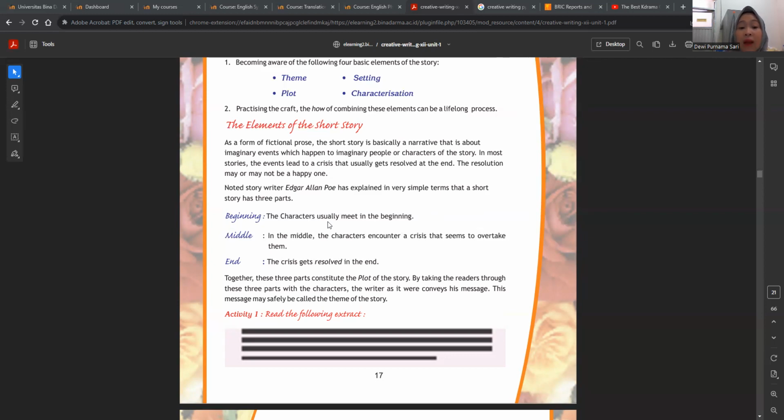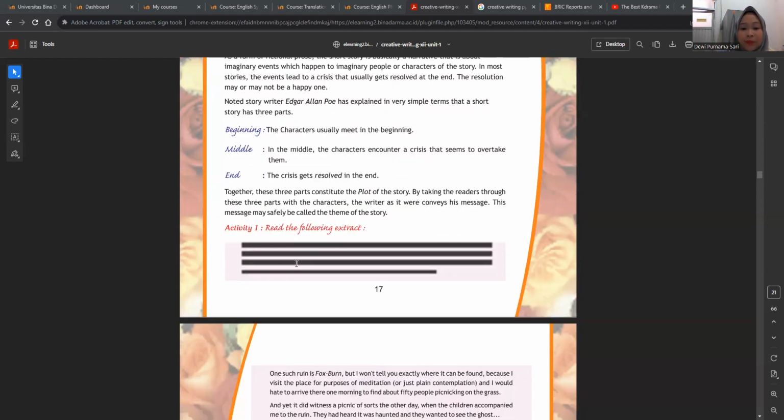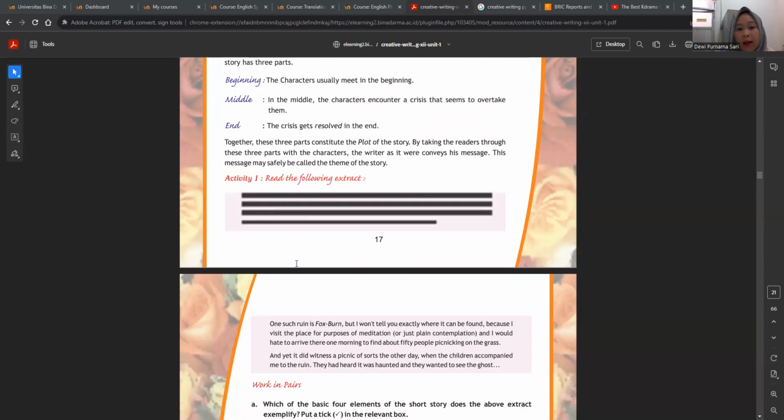Now together, these three parts constitute the plot of the story. By taking the readers through these three parts with the characters, the writer, as it were, conveys his message. And this message can safely be called the theme of the story. Now, you have to know what message you are going to convey to the reader while you are writing the story. Okay, I'm going to read this activity one.